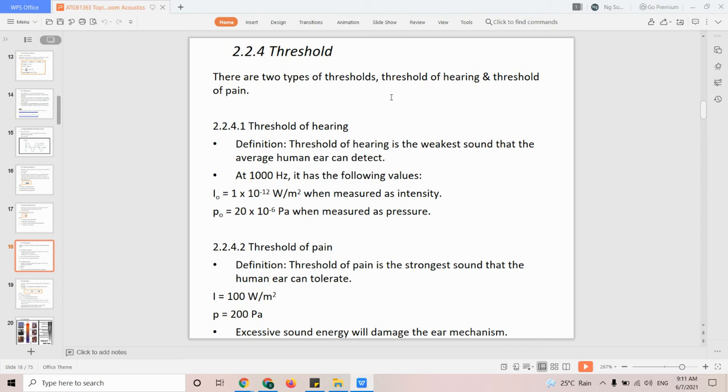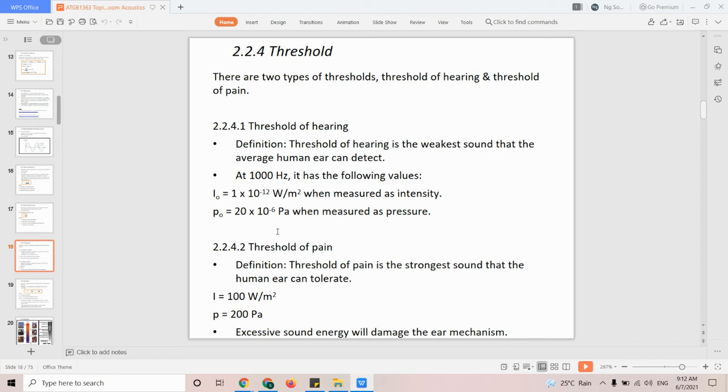Okay, so next it comes to two types of threshold for us human beings. The first is the threshold of hearing, and next we have the threshold of pain. The threshold of hearing is how weak a sound a human can perceive or detect. At 1000 hertz, it has a value for sound intensity, we can hear up to this level value. And then for pressure, up to this level value.